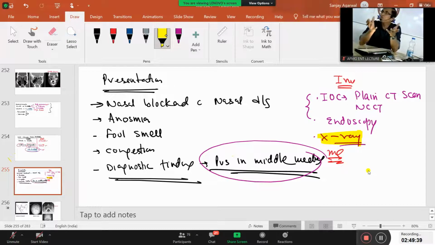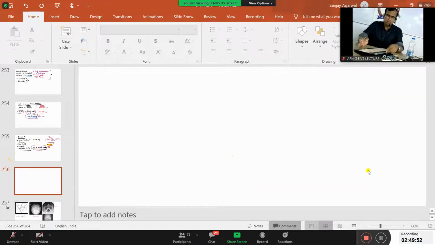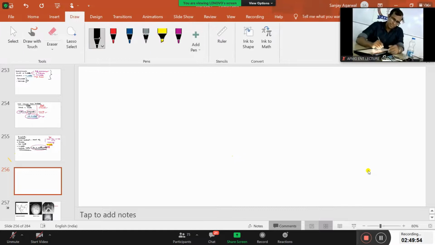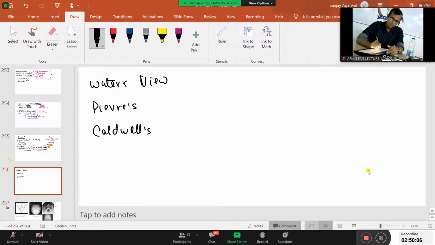And there are 2 or 3 views of the X-ray. What are the views? How are they done? Which sinus is best seen? What view? That's what you have to know. So can you tell me some of the X-ray views for sinuses? कोई view पता आपको? I can hear Waters view, PRS view, and Caldwell's. These are the 3 X-ray views that you have to know. They are very important. I'm telling you, this is the most important thing in sinusitis. X-ray views.